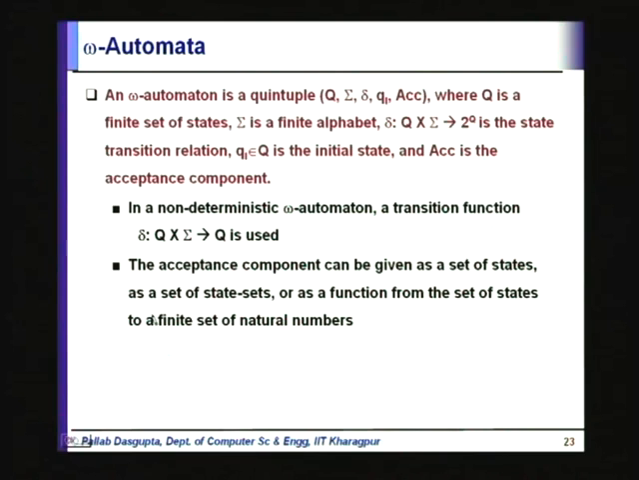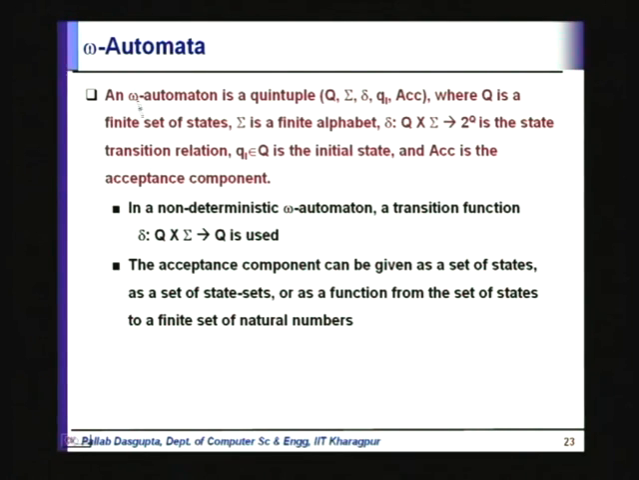An omega automaton is a quintuple like this: Q, sigma, delta, Qi, ACC, where Q is a finite set of states, sigma is a finite alphabet, delta from Q cross sigma to 2 to the power of Q is the state transition relation. When we say 2 to the power of Q, this means it is a non-deterministic relation. Qi belonging to Q is the initial state, and ACC is the acceptance component.